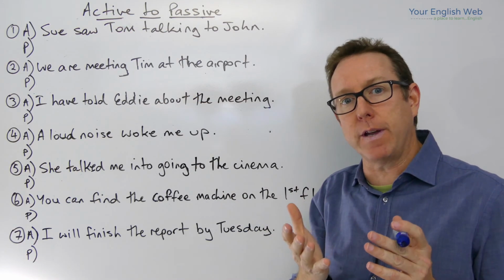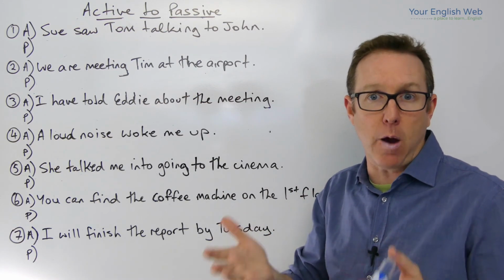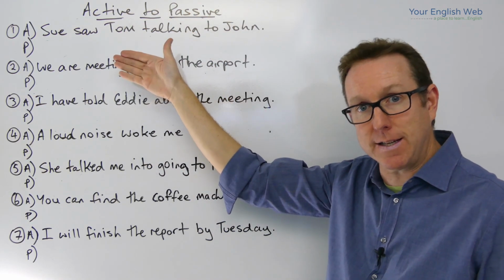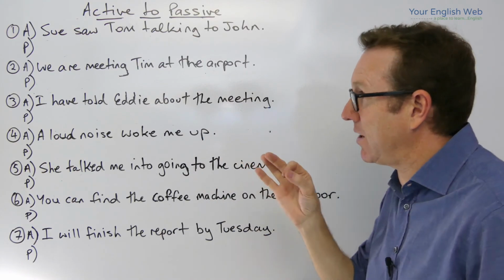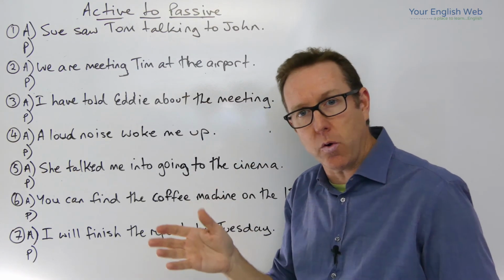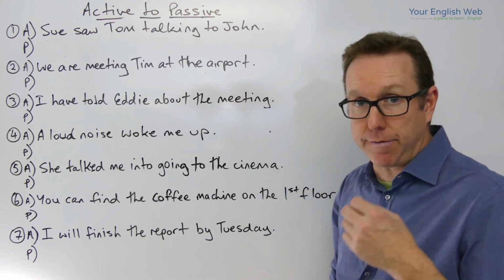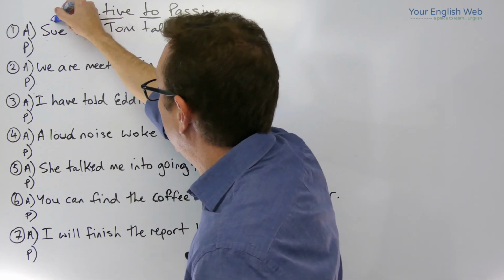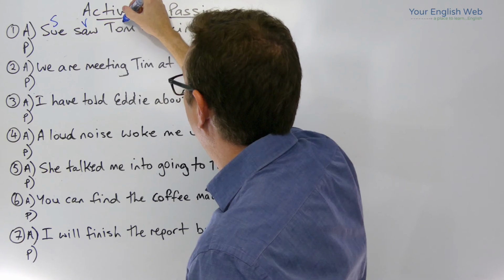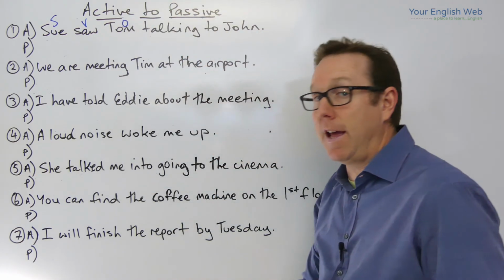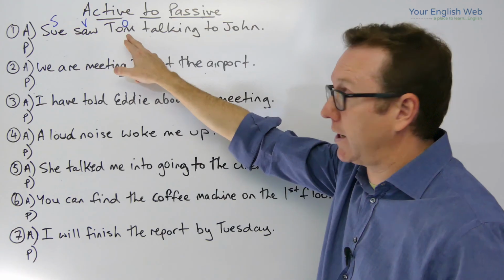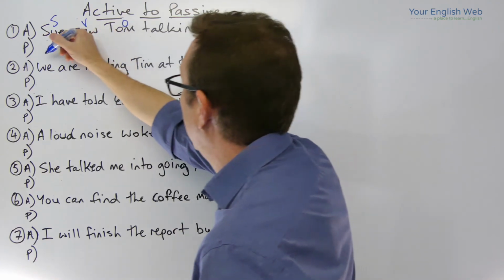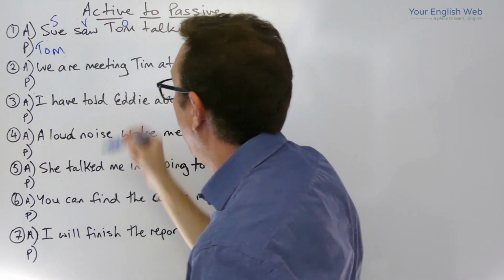Now, at your level of English, you should be familiar with how we do this. It's fairly simple to change an active sentence to a passive sentence. So here's the secret if you don't already know. The first thing we have to do is identify our subject, our verb, and our object. Sue is the subject, the verb is saw, and Tom is the object. This is important because the object of the sentence becomes the subject of the passive sentence. So we'll put that there, Tom.